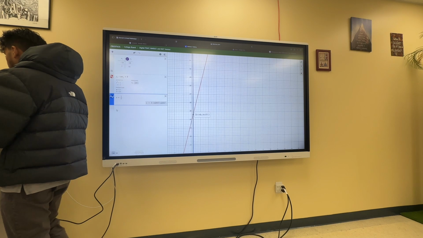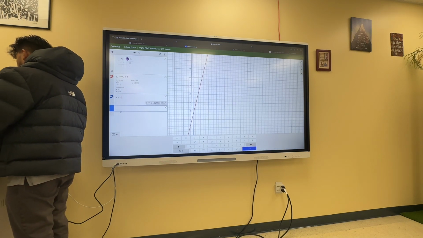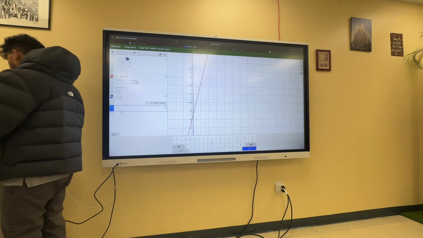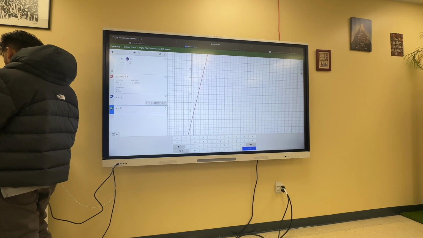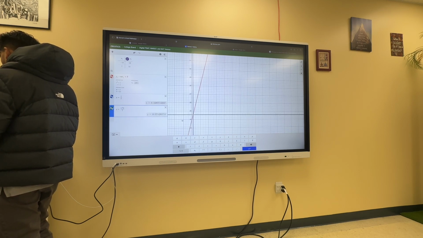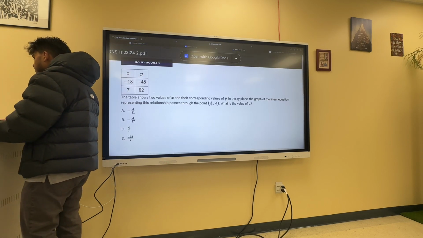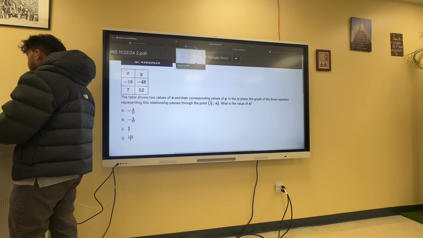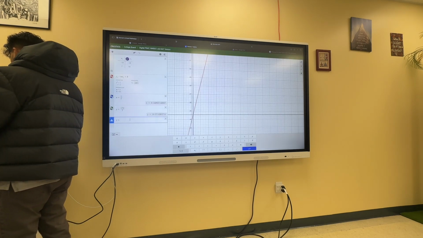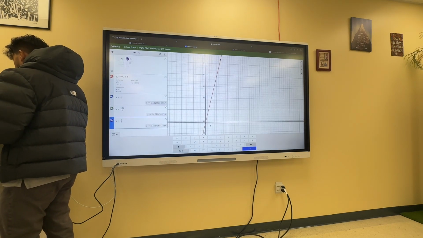We can also double check it by just plugging in these answer choices. So 172, we can say y equals 172 over 7. And that leads us right here. We can plug in all the other answer choices in, and we can kind of just see which one intersects at that line.